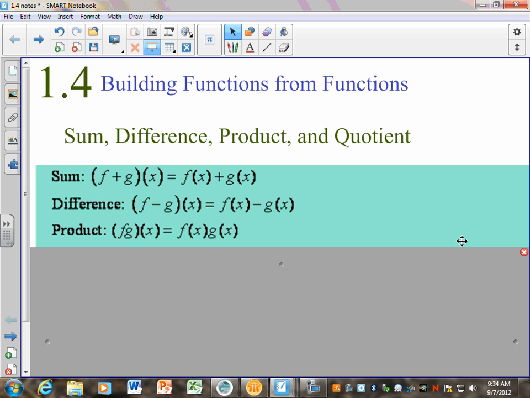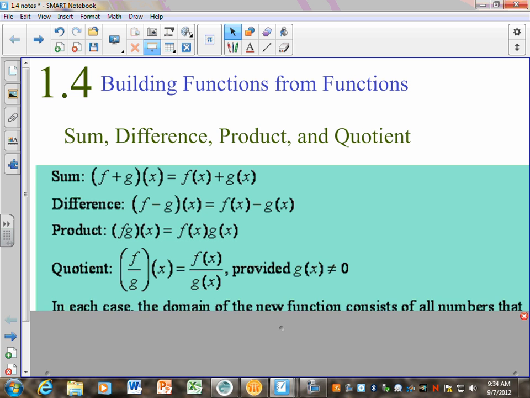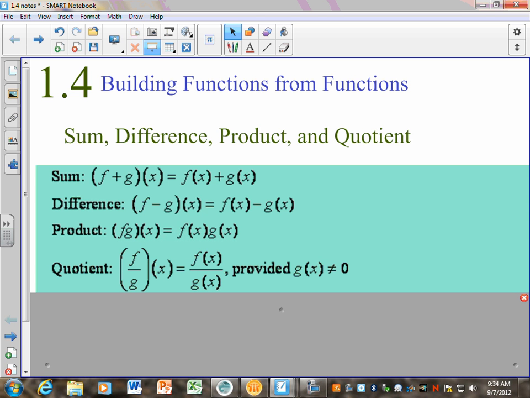Division is the only one that requires a little bit of thinking sometimes because you do just divide the two functions, but you have to make sure that you can't divide, like g of x can't go to 0.